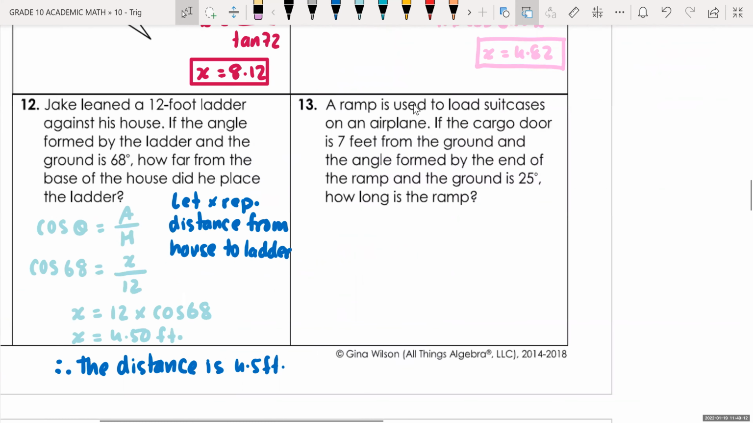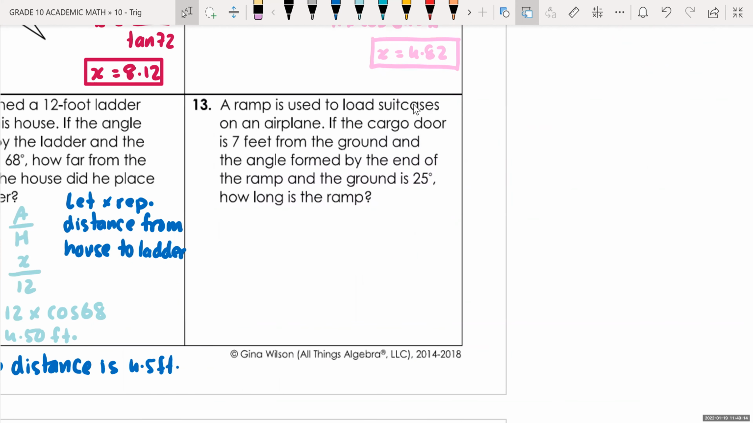All right, last question. I guess we'll draw it over here. A ramp is used to load suitcases on an airplane. If the cargo door is 7 feet from the ground and the angle formed by the end of the ramp and the ground is 25 degrees, how long is the ramp? So again, let's say that this is the ground. Let's say that the airplane door is like up here and the ramp that is used to load the suitcases looks like this. So the ramp is this way and the airplane door is like up there.